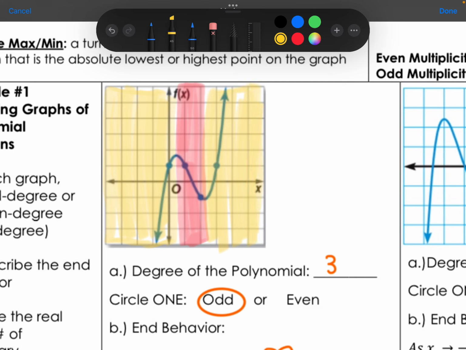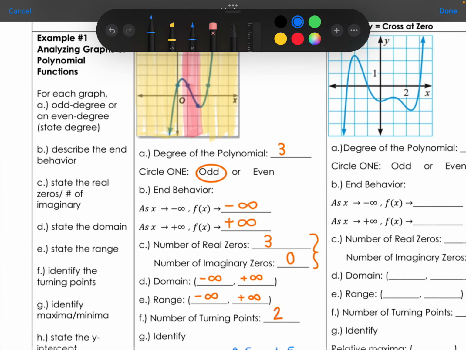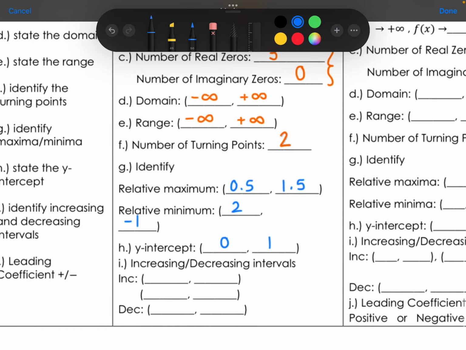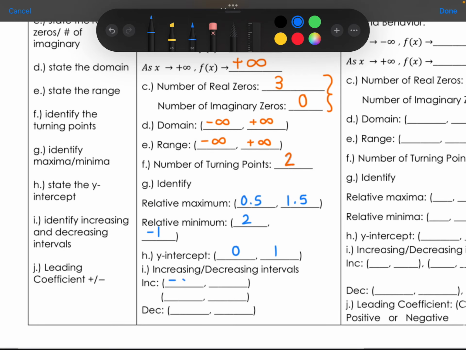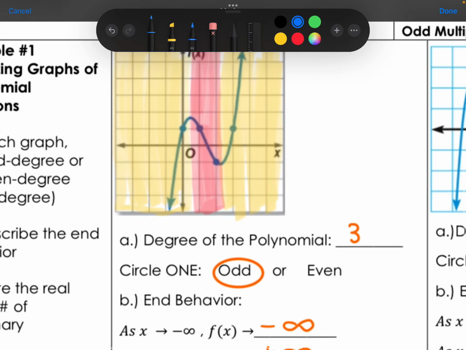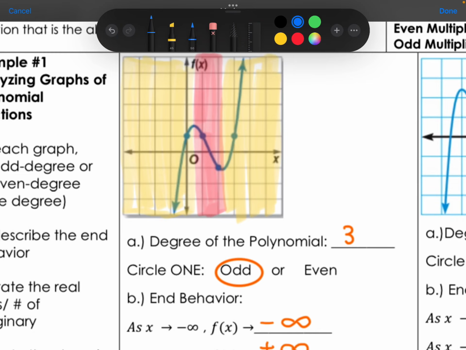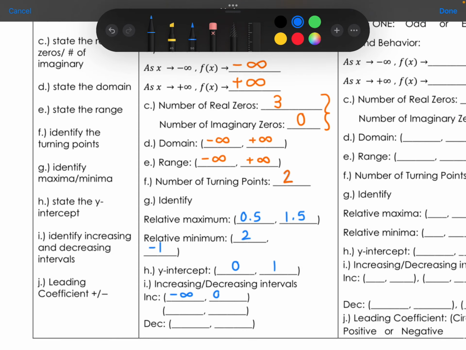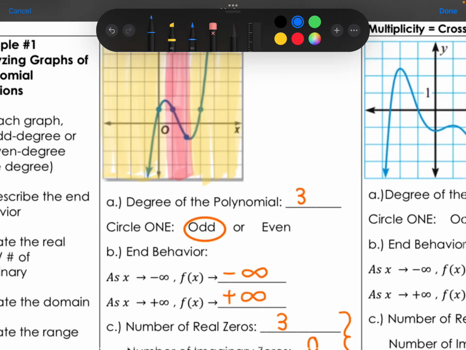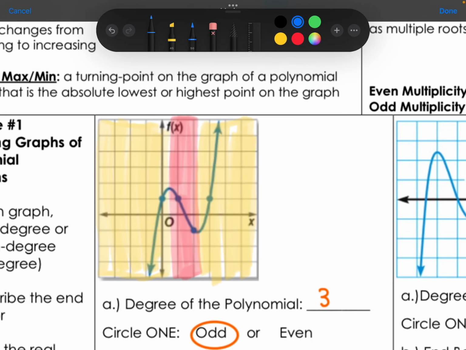So remember, increase, decrease intervals are only based on x. The y is the increase and decrease part. We're only looking at the interval on x at which we're increasing and decreasing. So it looks like my function is increasing from negative infinity until we get to this boundary right here at 0.5. And then my function increases again at, looks like 2.5.